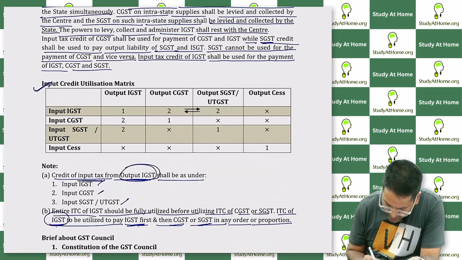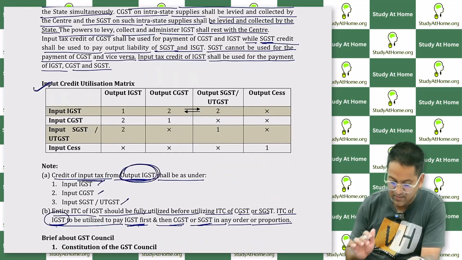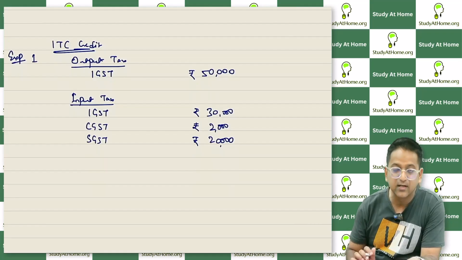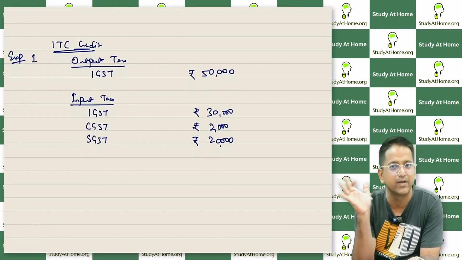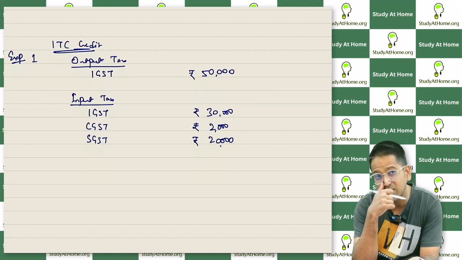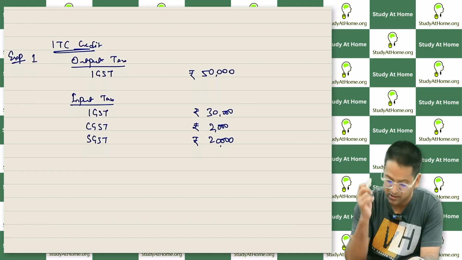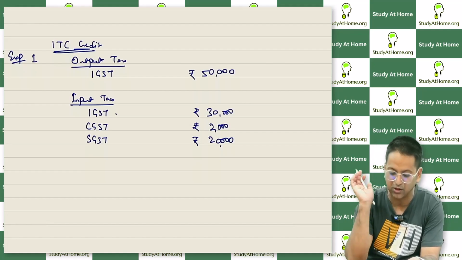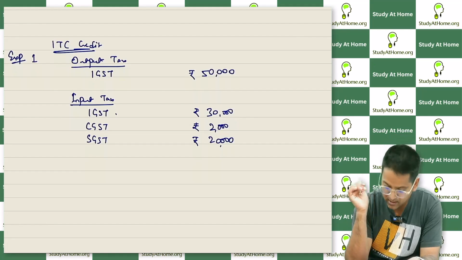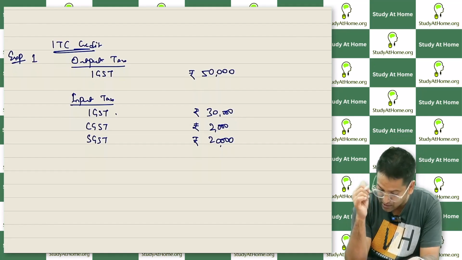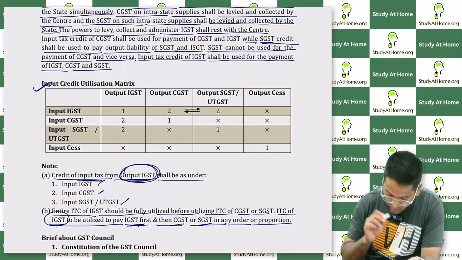If we need to exhaust or adjust the output IGST, we have a tax on an output of 50,000 rupees. We will deduct the input tax and pay the balance. But which input tax will be deducted? Don't worry, definitely all three get deducted: IGST, CGST, SGST. Right. So now the question is that these three will be deducted, but in what order will they be deducted?